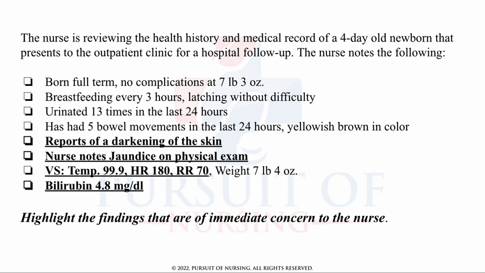A normal heart rate is 120 to 140. This baby's heart rate is 180, therefore it is highlighted, it's of concern. And a normal respiration rate is 30 to 60. This baby has a respiration rate of 70, and therefore it is of concern. Reports of darkening of the skin and then the jaundice are also evidence of that hyperbilirubinemia that the patient is presenting with.